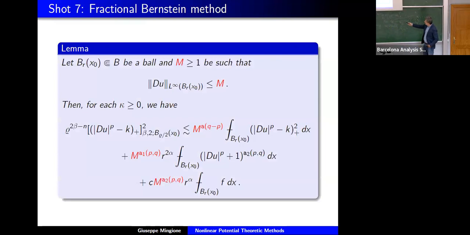And what you get is a Caccioppoli type inequality of the previous kind, but now you have fractional derivatives. And now the situation worsens because you don't have a contribution of the right-hand side, but of the equation itself, and there will be a subtle manipulation of all these quantities. So there will be these objects, and these are, let's say, heavy exponents.